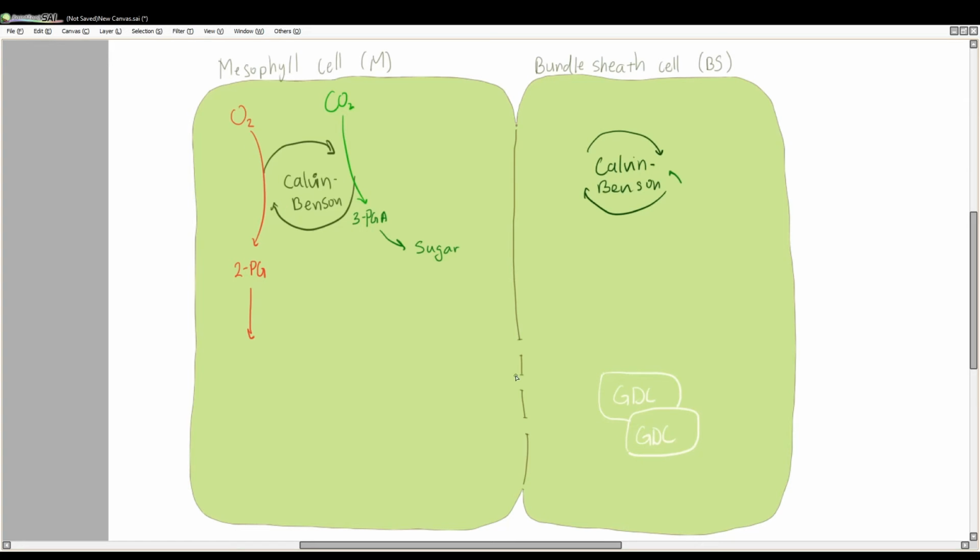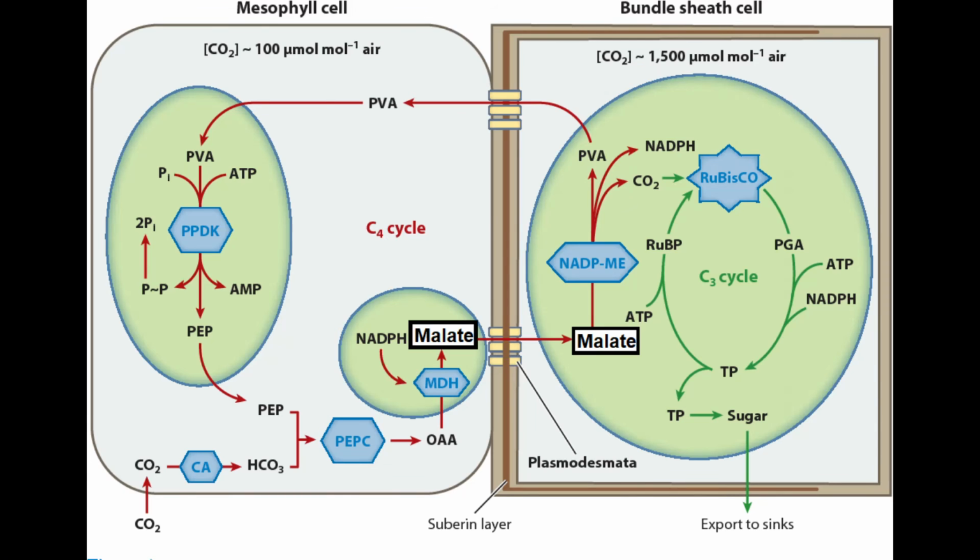C2 photosynthesis is a two-celled system that consists of mesophyll cells and bundle sheath cells. Unlike the C3 cycle, which takes place all within one cell, it transforms the 2-PG produced from photorespiration to glycine in the mesophyll cells, which are then transported by characteristic glycine shuttles to the bundle sheath cells to be converted back into CO2. C4 species use a two-cell system for the cycle as well.